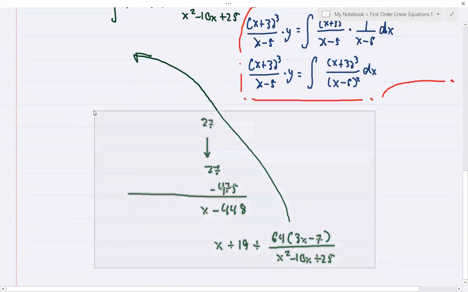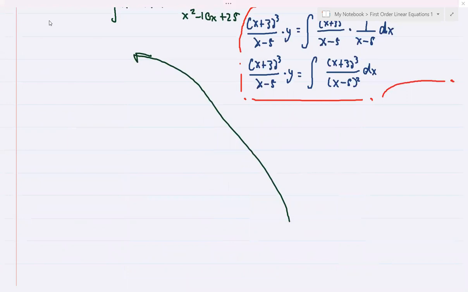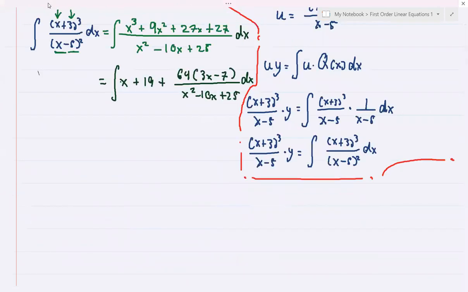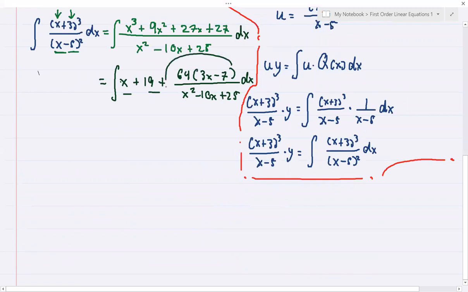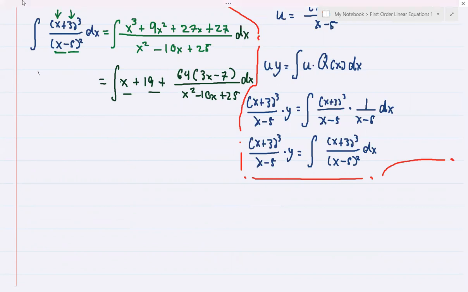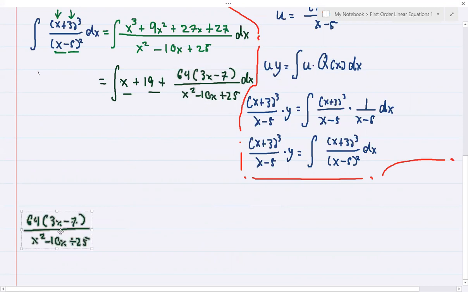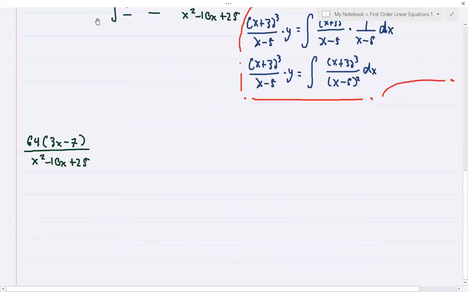There you go. Okay, so in here, we can easily integrate x and 19. However, we cannot simply integrate this one. Therefore, you're going to apply partial fractions. We're going to simplify this one into a decomposed fraction form.